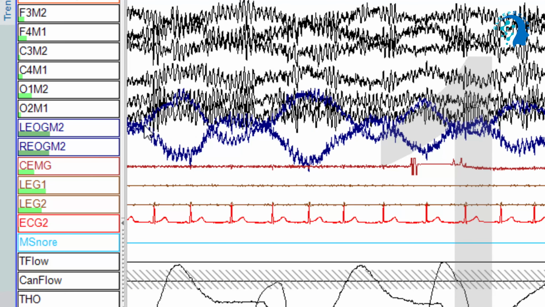Okay, which one is the best among these electrodes? Which one has the best signal? O2. That's good. And another is C3. What do you think about C3 and O2? Which one is better? Yes, C3. C3 is better.